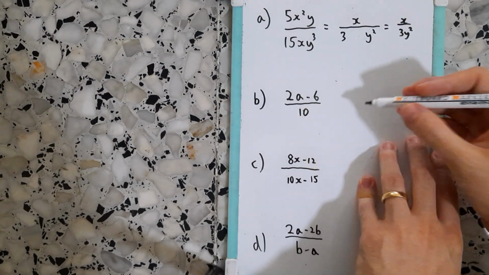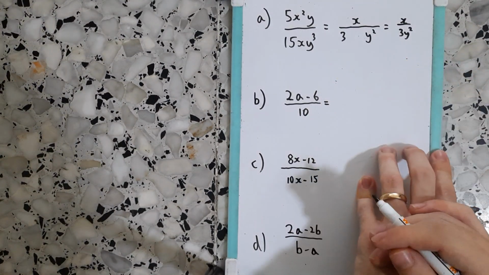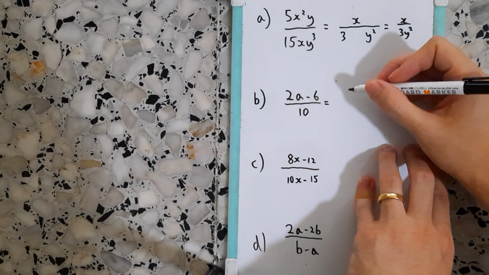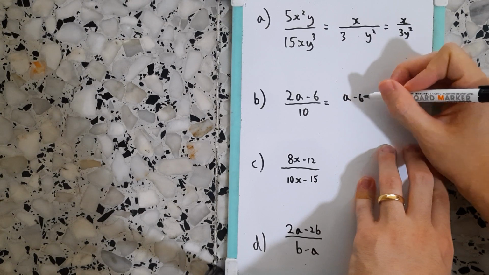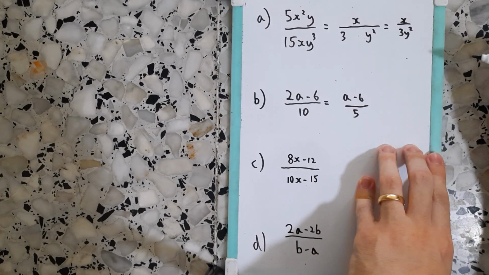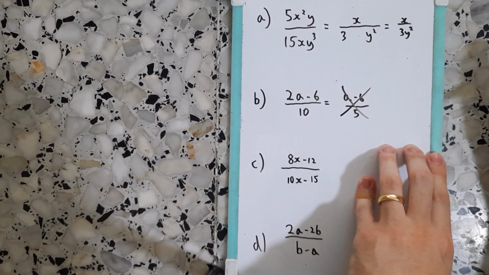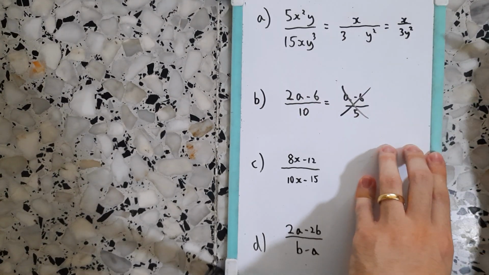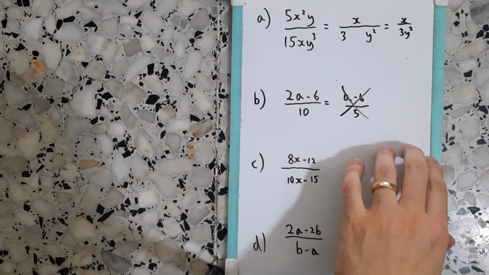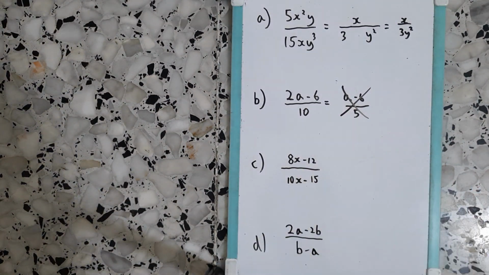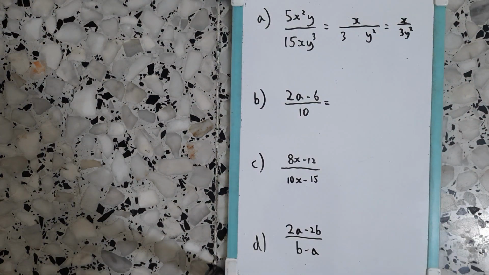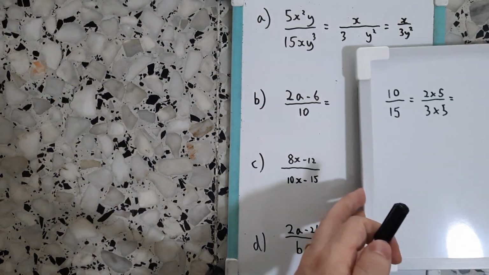But let's look at this one here. What you might be inclined to try is 2 and 10, I can divide both of those by 2, so I'd get a minus 6 over 5. Wrong. We can't do that because we need to be dividing the whole of the top of the fraction by 2, not just the a part. So let's try that again, and let's just pause for a moment and look at normal fractions.